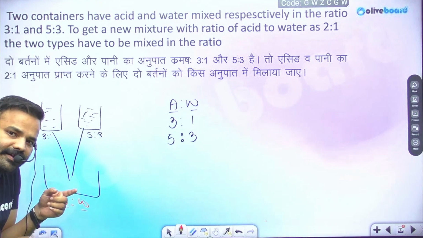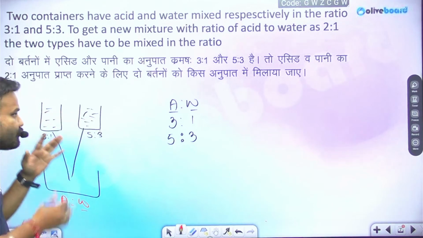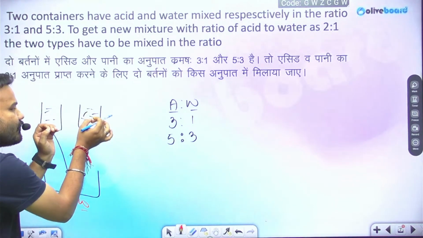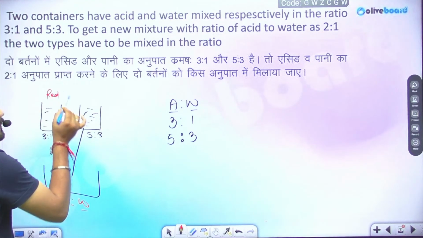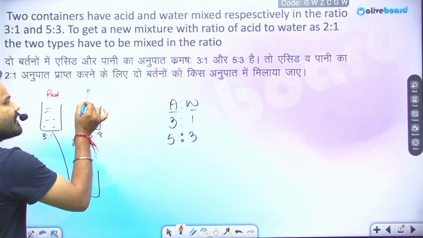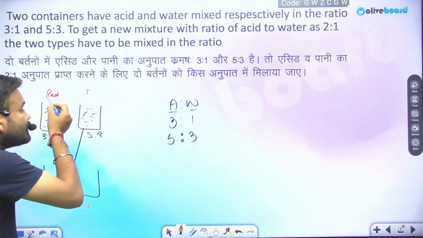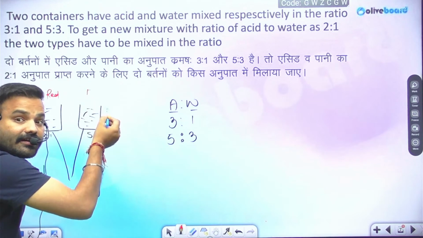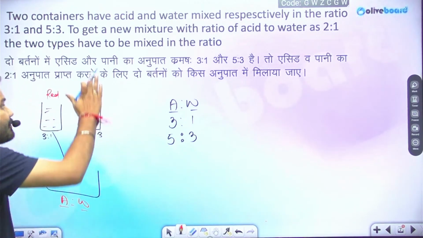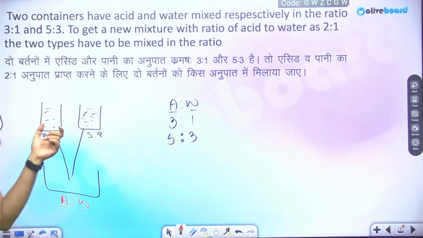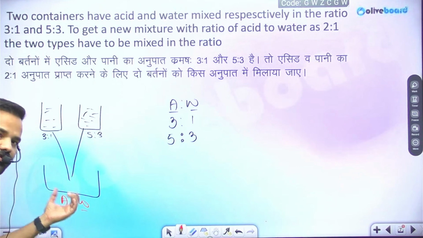It also will be dependent on in what particular ratio both are mixed. Suppose 1000 liter of this is being mixed with 1 liter of this. Let's say 1000 liter of red color being mixed with 1 liter of green color. What will be the result? The result will be red color. Depending upon how much quantity you are mixing will represent what the final ratio of acid to water.